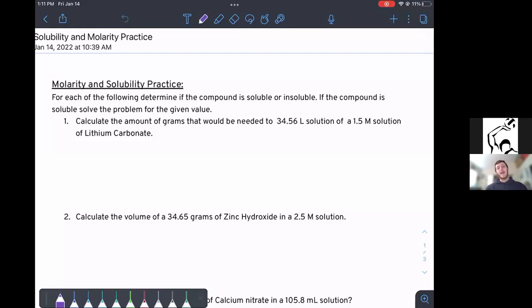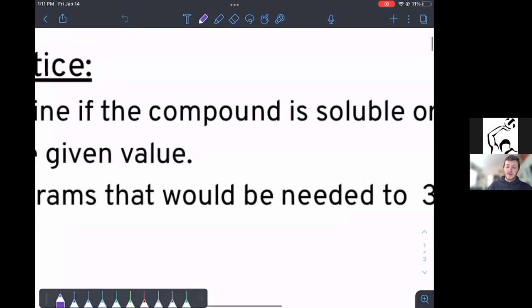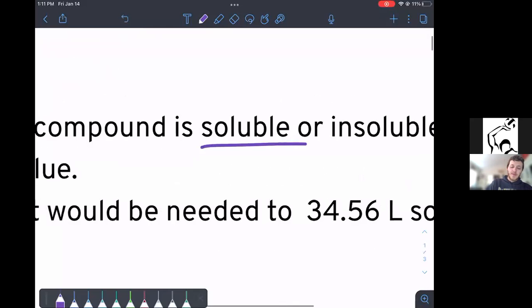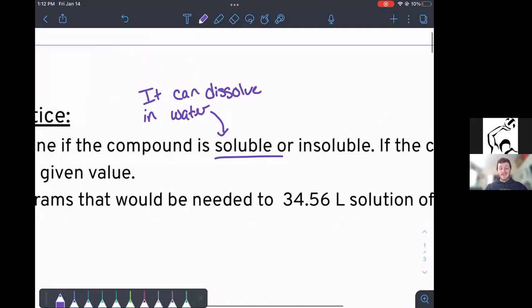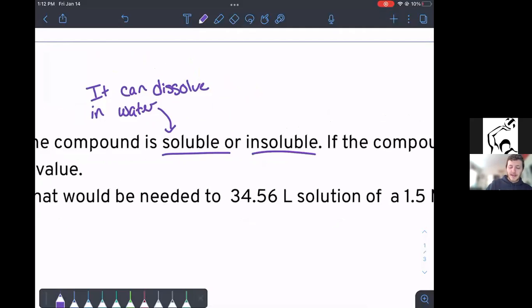And if you remember way back when we did our separation methods in our separation lab, we talked about things being soluble as being things that dissolved in water. So if we see something that says soluble, we know it can dissolve in water, which means if it's insoluble, it's going to do the opposite. So it's not going to dissolve in water.